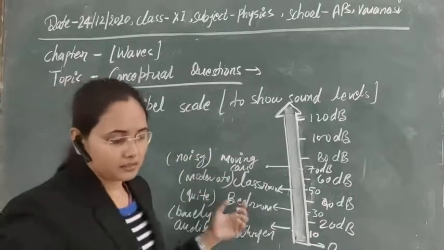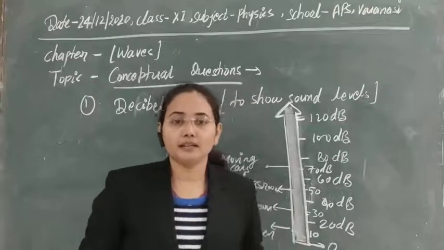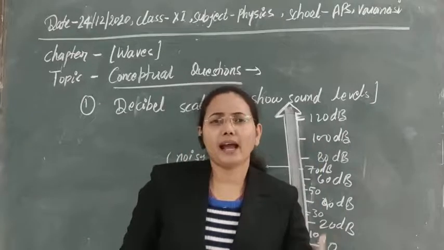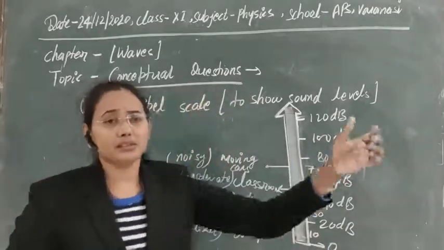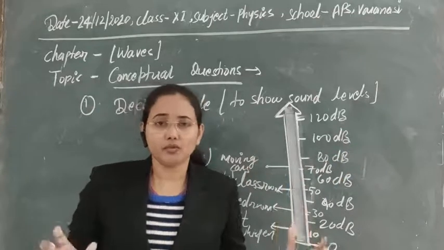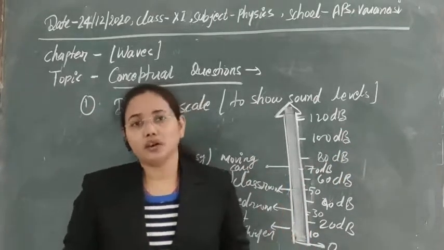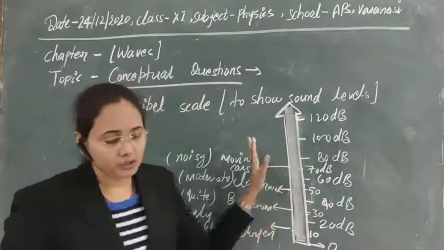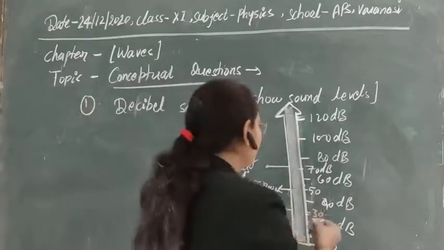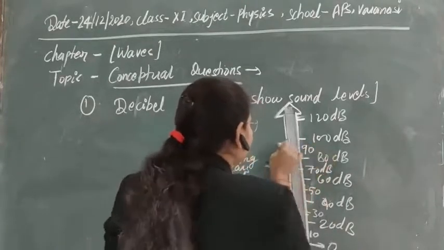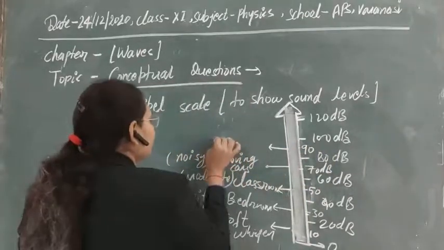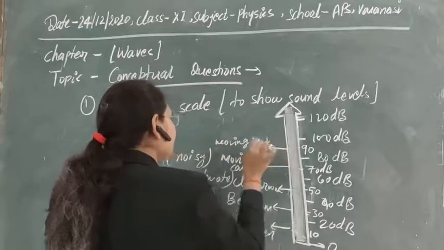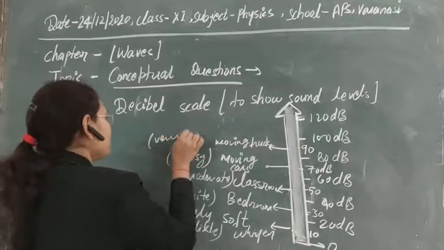Clear? Next, if you are moving inside a heavy truck. Inside any moving heavy truck, we observe that it is very noisy. How can you note these very noisy sounds on the decibel scale? It has nearly 90 decibel sound. So this is our 90 decibel. This is the level of a moving truck. This is a very noisy sound, you can say.